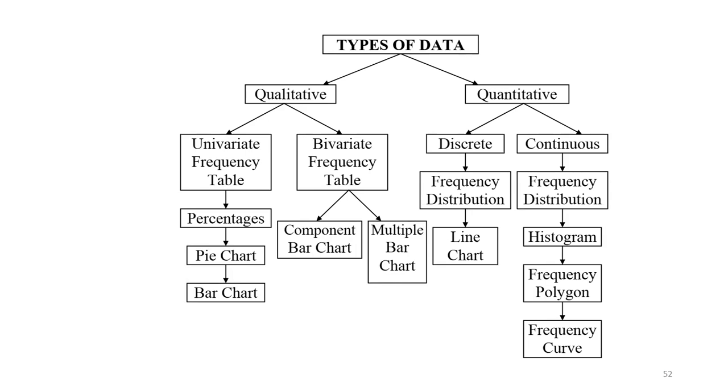You should notice this table. It is to be discussed from now onwards. You will learn about the univariate frequency table, percentage, pie chart, bar chart, which we will be using in the table, and the bivariate frequency table, component bar chart, multiple bar charts. If the data is discrete, there are two types of discussion: frequency distribution and line chart. If the data is continuous, then you will discuss frequency distribution, histogram, frequency polygon, frequency curve.